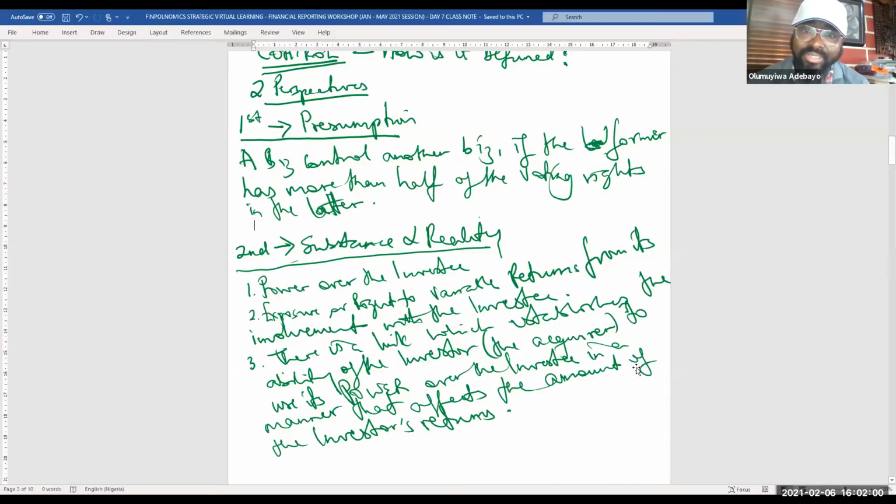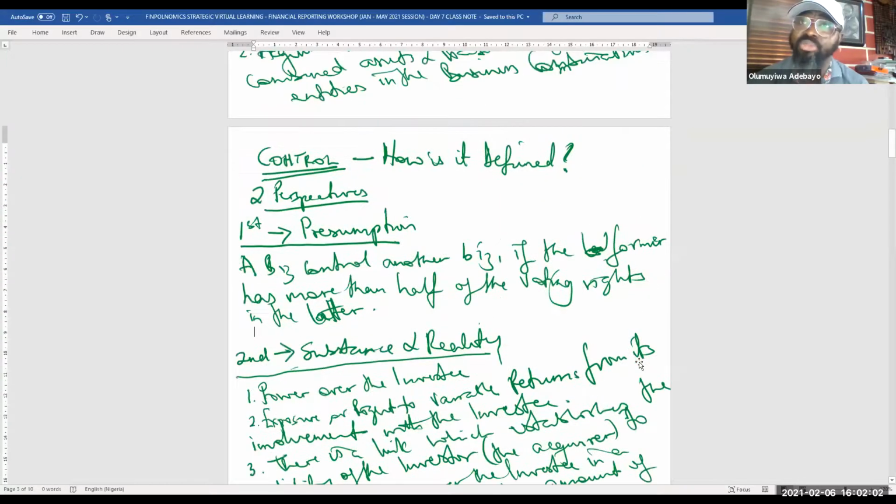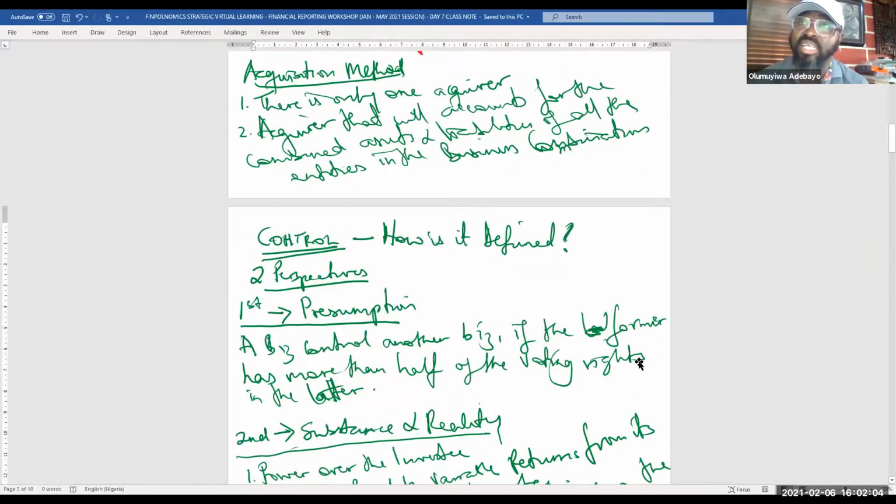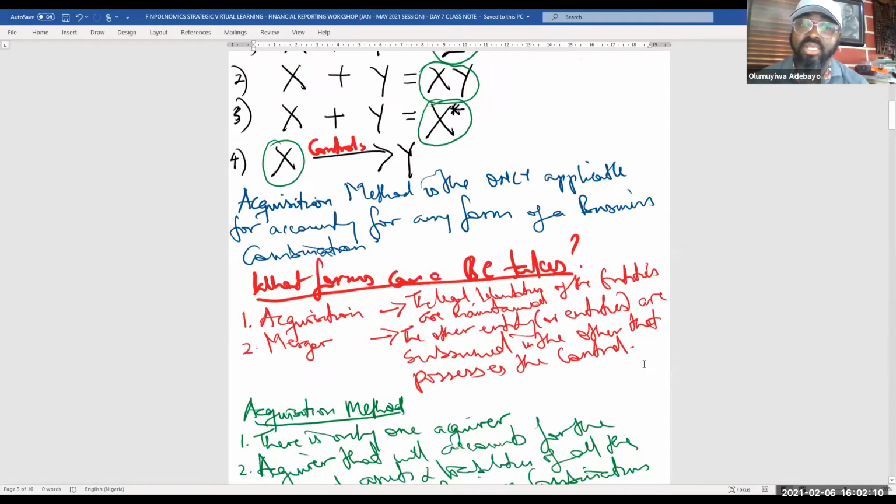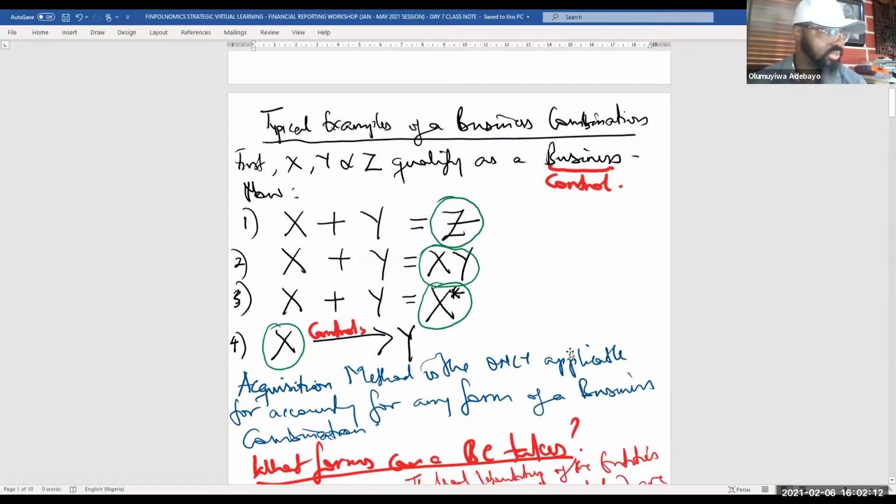The question then is, where is the nexus between business combination and the requirement to present group accounts? And this will explain that to us.